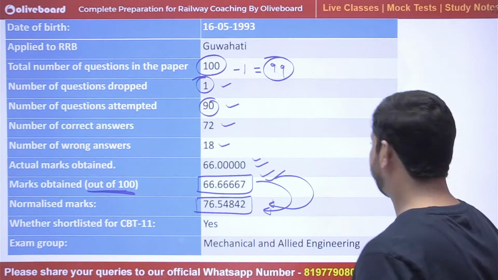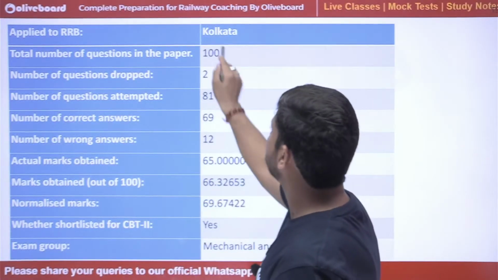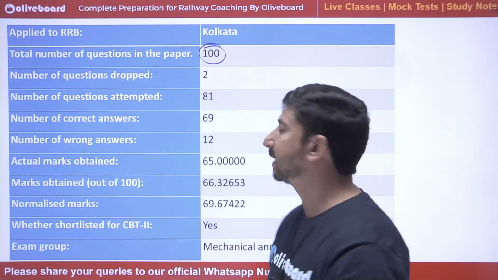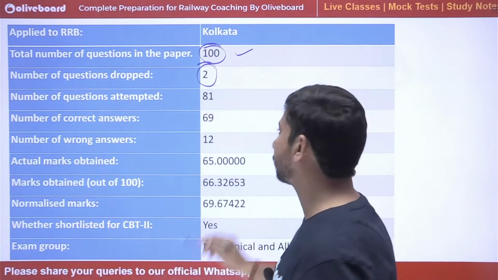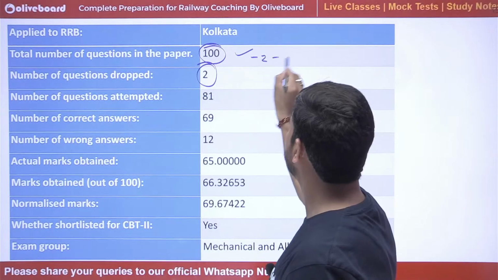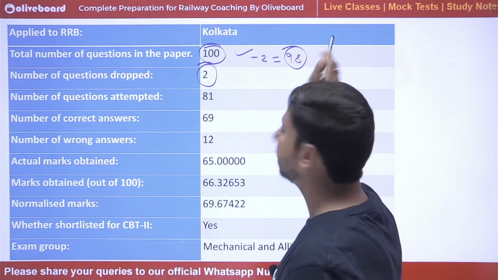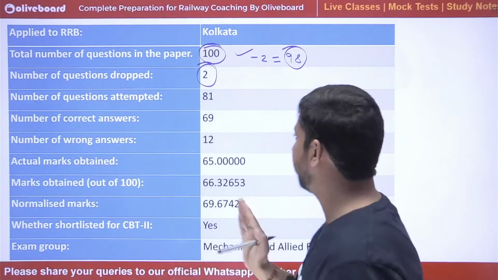Yes or not, everyone? This is another example: in a shift, in the CBT1 exam, the number of questions is 100. 2 questions were dropped because these questions were wrong. So now the total number of questions is 98. That means your marks will come out of 98.